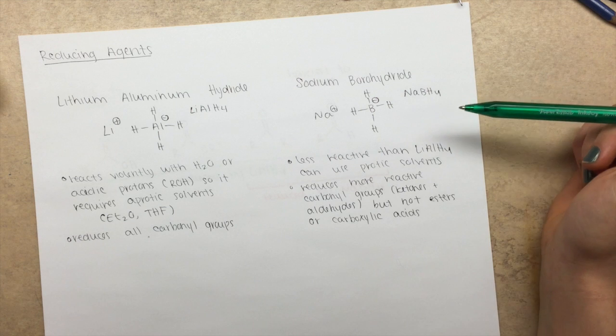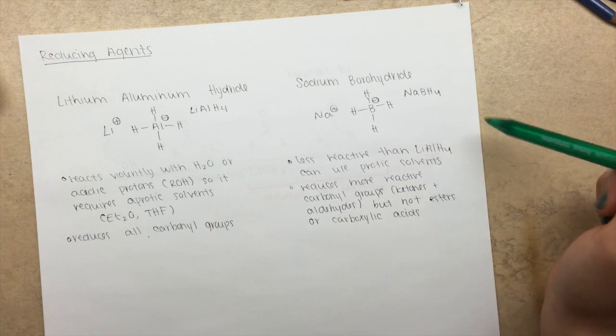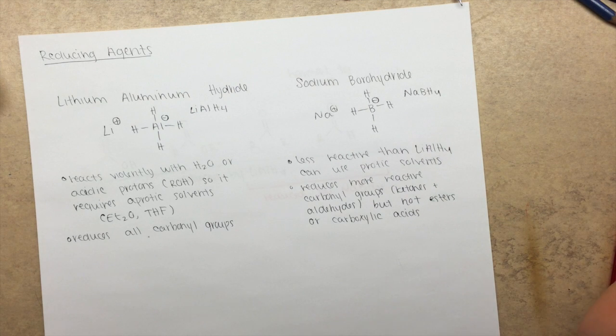However, sodium borohydride is less reactive. You can use protic solvents with it. It's a lot easier to work with in lab, so that's advantageous, but it's only capable of reducing the more reactive carbonyl groups, which are ketones and aldehydes, but it's not capable of reducing esters or carboxylic acids, which, depending on what type of reaction you're doing, that may not matter, but that may be important when you're deciding which of the two to use.